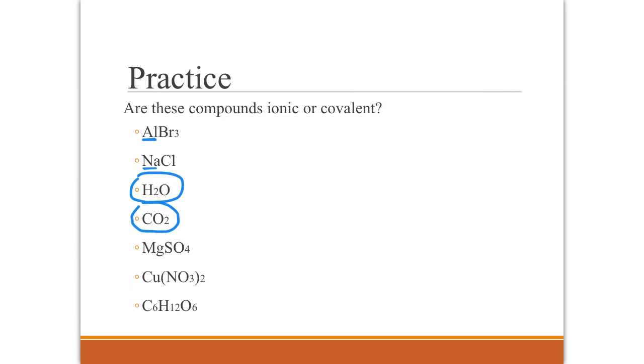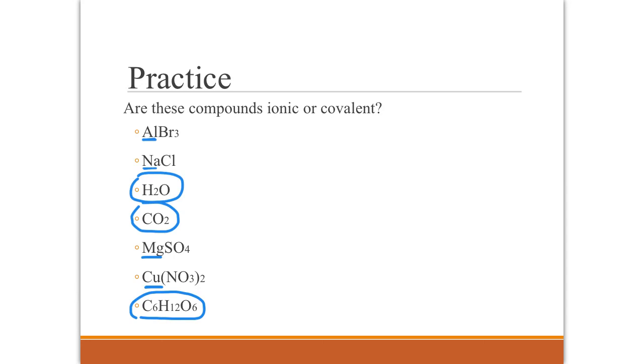Magnesium sulfate: Mg is a metal, so this is going to be an ionic compound. Sulfur and oxygen are nonmetals, but just the presence of that one metal tells you it's an ionic compound. Copper nitrate, of course, copper is a metal, so here's another ionic compound. And then good old familiar glucose, C6H12O6. Well, carbon, hydrogen, and oxygen are all nonmetals, so this is another covalent compound.